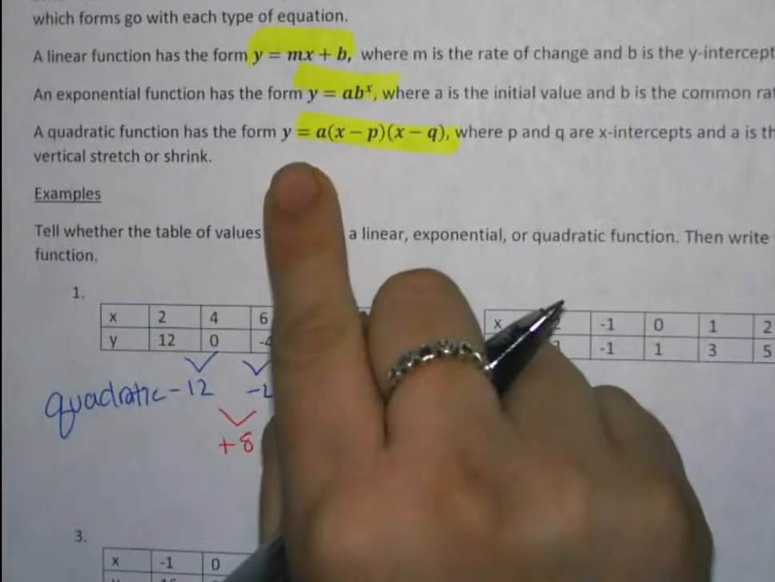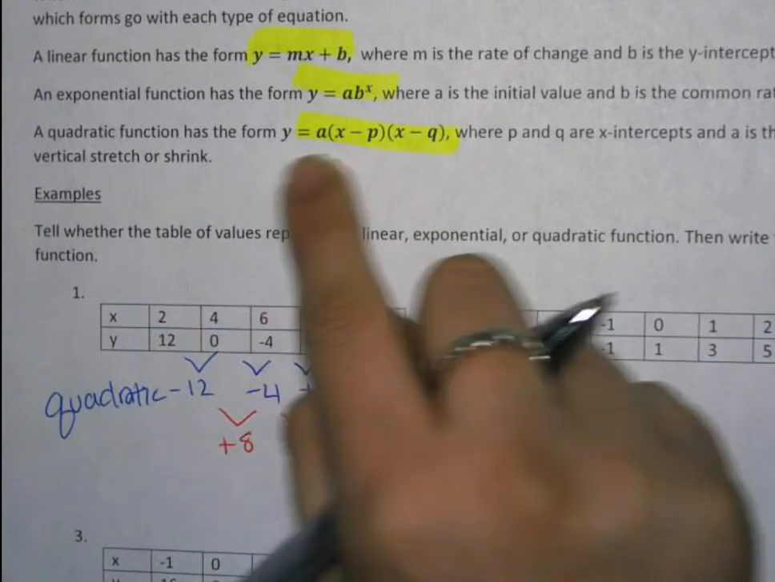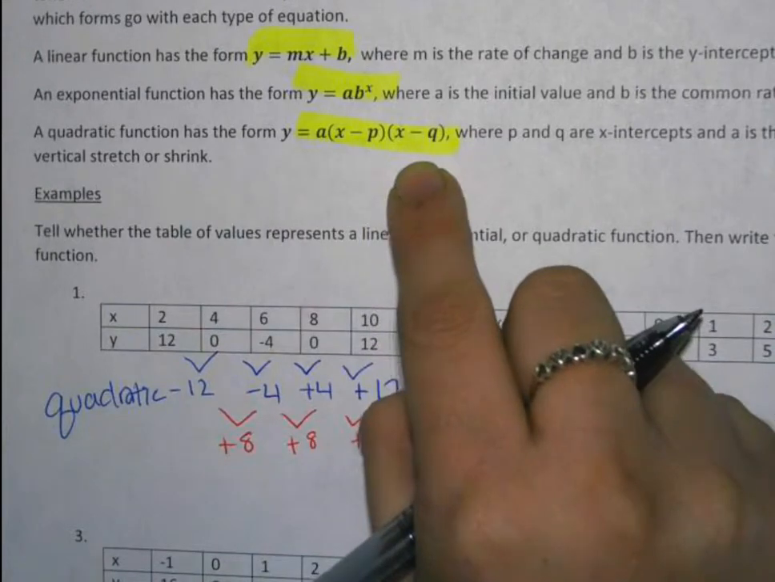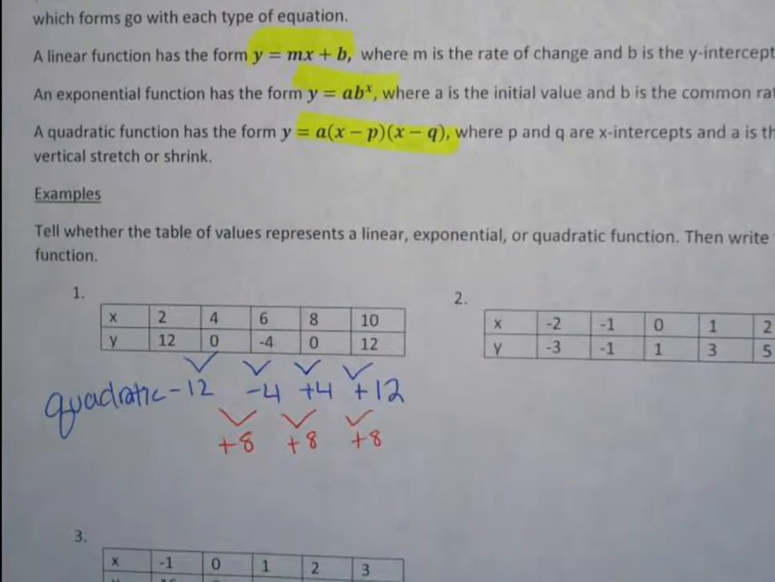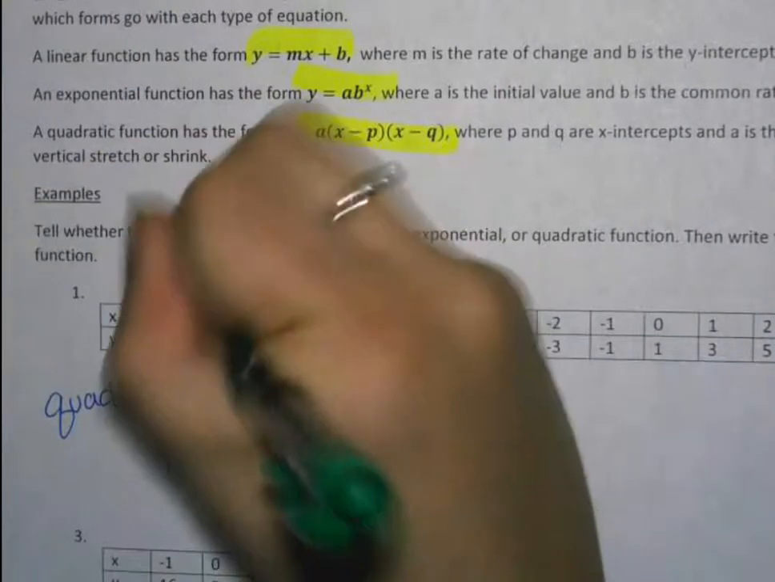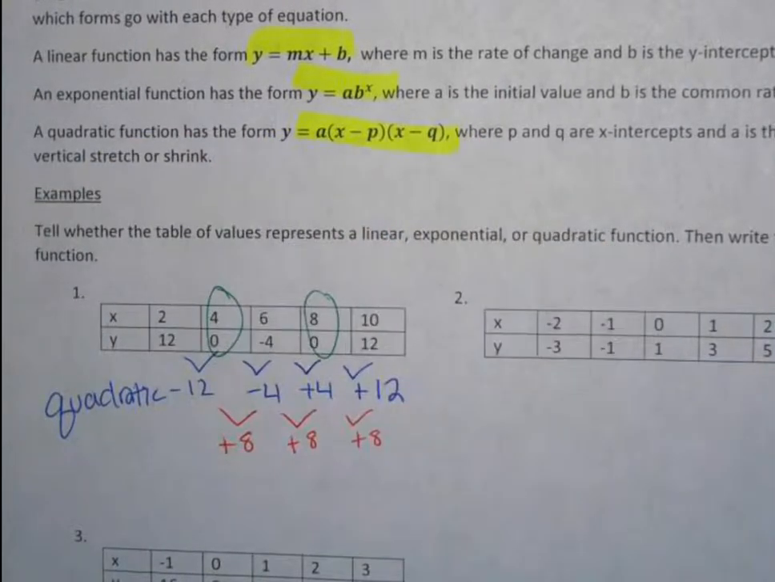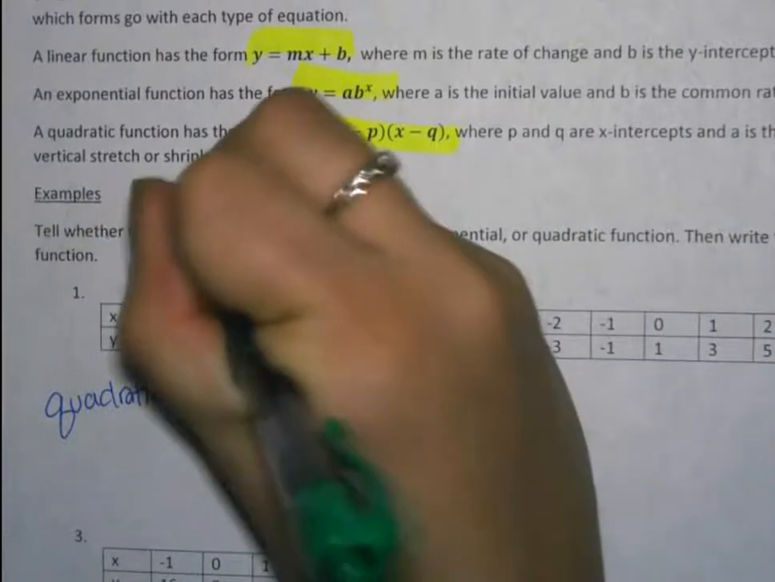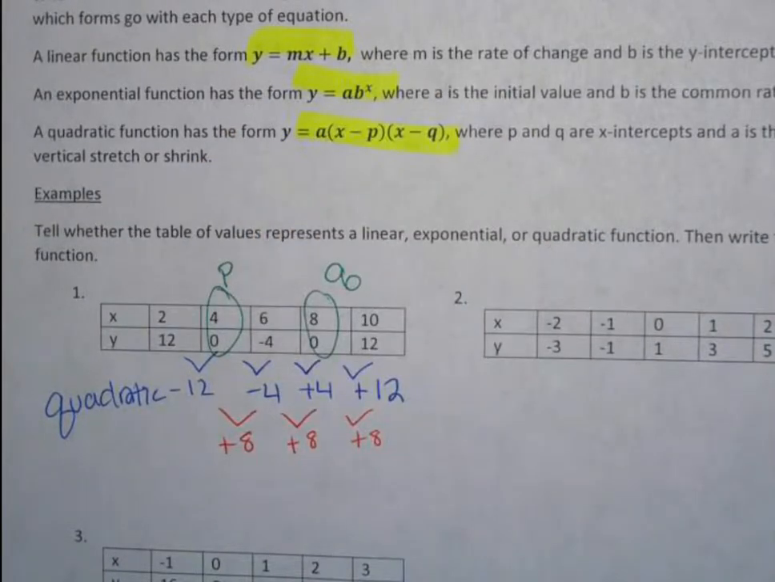So this is the equation it wants me to plug into. The y equals a times x minus p times x minus q. So what I'm going to do is, if I take a look, there's two values with 0, 8 and 4. Those are going to be my p and q. Okay.